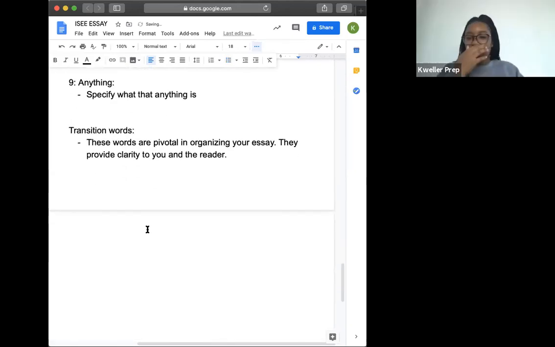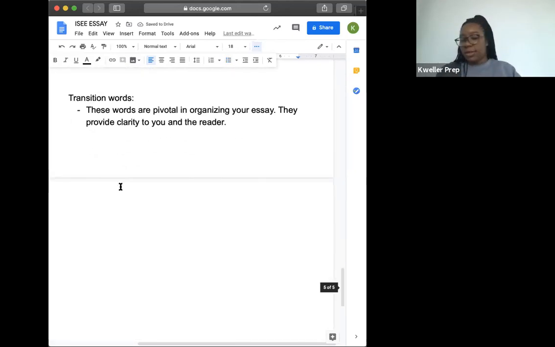Okay, just to clarify why we use transition words. So the first word that I think you all know, but is important nonetheless.